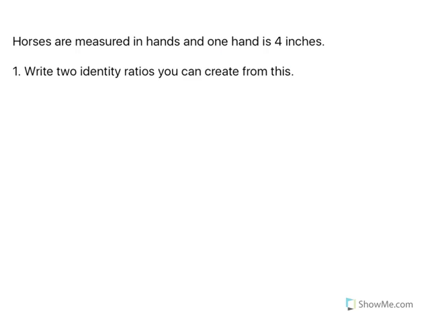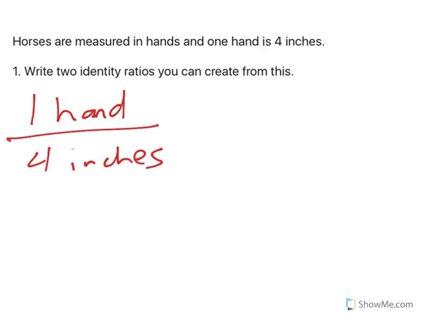Using something that's maybe not as familiar, right? When we go with identity ratios that you use, 7 days in a week, those things are a little bit easier to just come up with off the top of your head. But I'm not sure how many of you know that 1 hand is 4 inches when you're talking about horses. So when you're talking about two identity ratios, one of them would be 1 hand is the same as 4 inches. And the other one is simply the reverse: 4 inches is 1 hand.